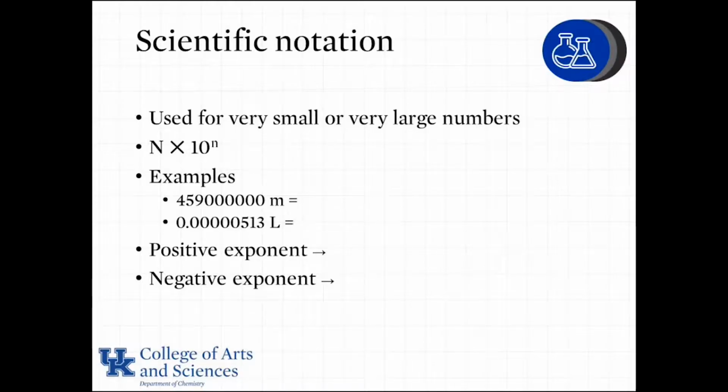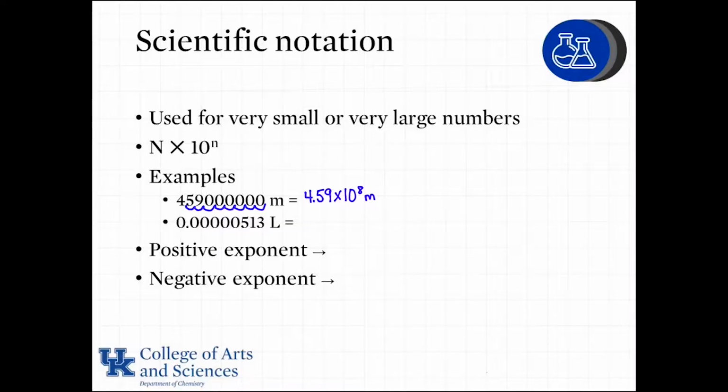Our first example has 459 followed by 6 zeros. First thing we're going to do is count how many decimal places we need to move our decimal point over so that we have one non-zero digit to the left of the decimal point. When we count that over, we see we have 8 places. So we're going to write this as 4.59 times 10 to the 8th meters. Notice we have a positive exponent. We move the decimal place to the left, and we had a number greater than 1 as our original value in standard notation.